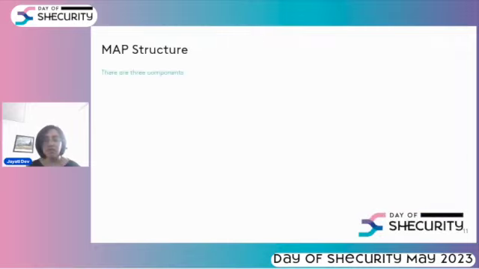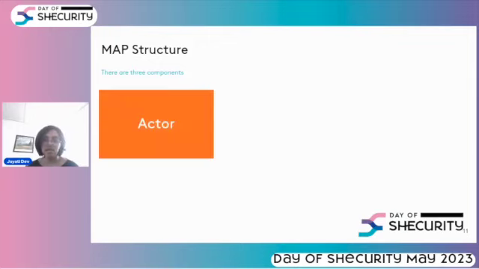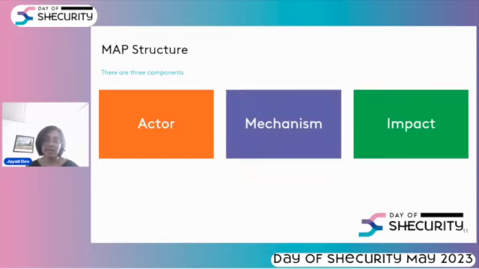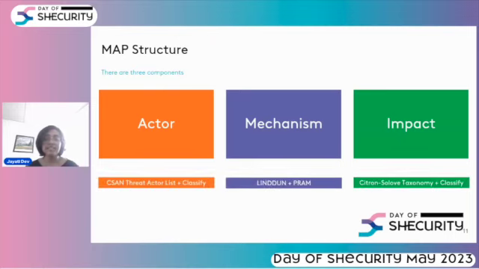So the structure of the framework, which we discuss in a bit, gives enough information to a developer to understand not only who can cause a threat, but also what the threat is and what effect it can have. It contains three components: the threat actor, which we derive from CSAM's threat actor list and classify; threat mechanism, which we derive from Linden and PRAM; and threat impact, which we derive from taxonomy of harms and then classify.